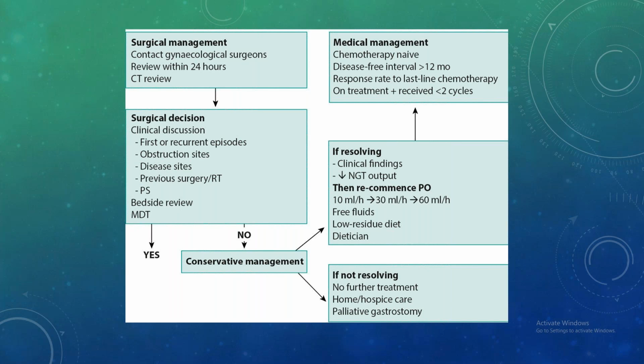Also, you have to think of chemotherapy also. If the patient has not received chemotherapy previously, sometimes the chemotherapy will also resolve this bowel obstruction. And here you have to see which chemotherapy she has received previously. As I told you, if she has received bevacizumab, she may not be a candidate for surgical management. Also, you have to see, if she has received any previous chemotherapy, what was the disease-free interval. If the disease-free interval is more, you can again start with the chemotherapy.